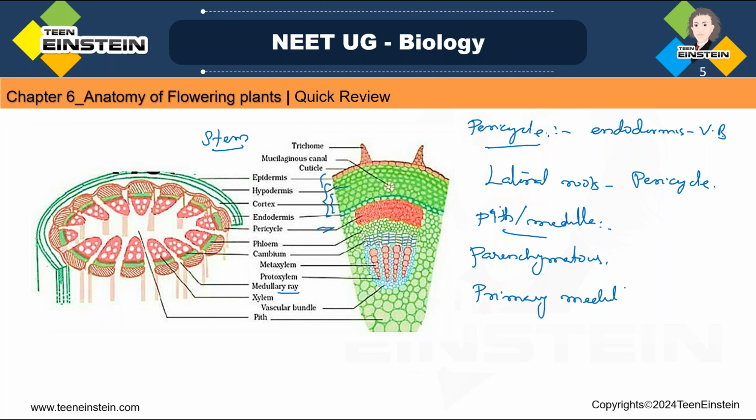Primary medullary rays. So what is a primary medullary ray or pith ray? Here, the central portion in the dicot stem and monocot root that we are generally calling the medulla.